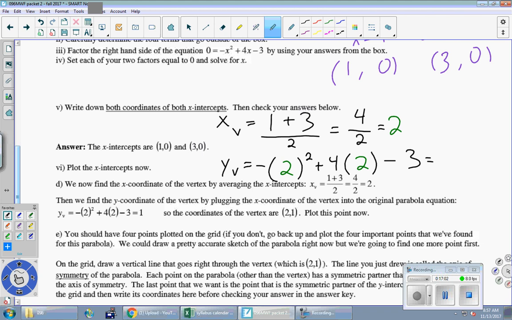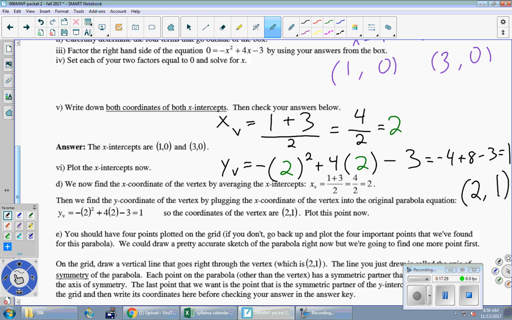Okay, so we'll do the calculation here. That is a negative 4 plus 8 minus 3. All told, I think that's a 1. So we now know both coordinates of the vertex. What was the x? 2. What did the y turn out to be? 1, right? So it's a straightforward process.